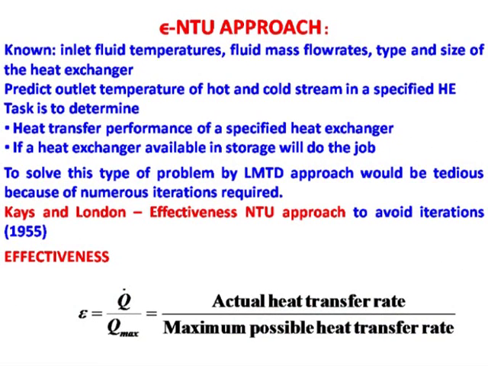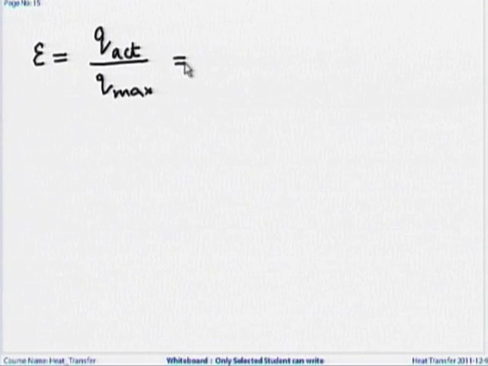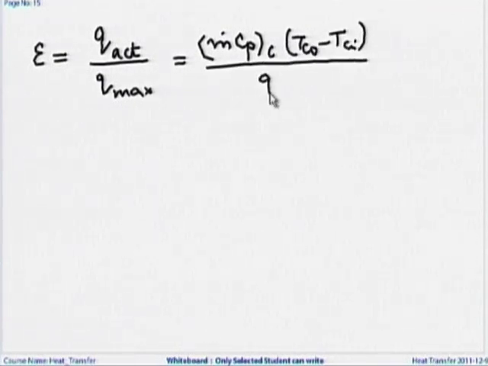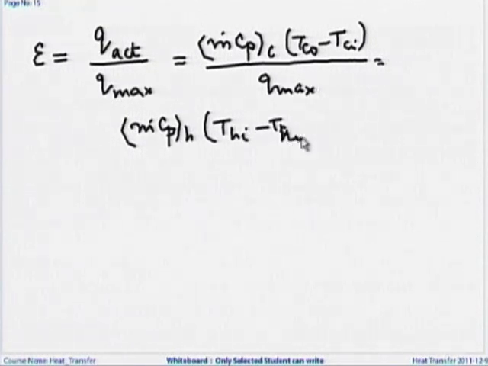So where are we going from here? One last thing that we have to define, and this is the more difficult thing, is the so-called effectiveness. Once we define this, there is hardly anything more to be done. Effectiveness is defined as actual heat transfer rate divided by maximum heat transfer rate. Actual, everybody can write, heat load: m dot Cp cold times TCO minus TCI divided by Q max, or this is m dot Cp h times Thi minus Tho by Q max.